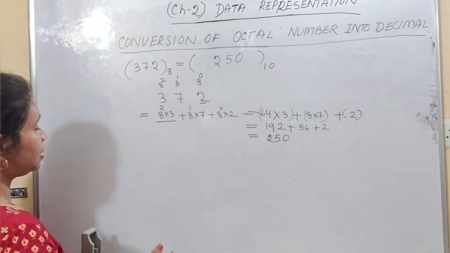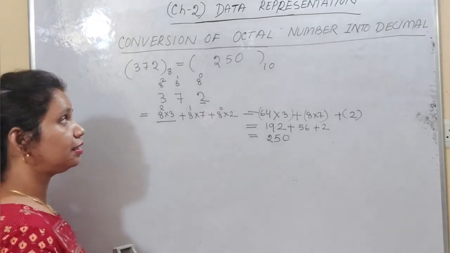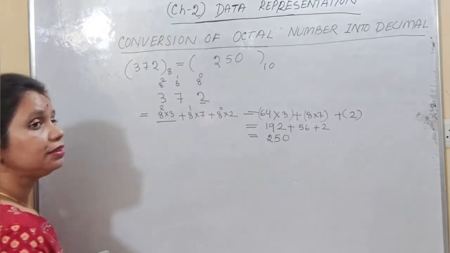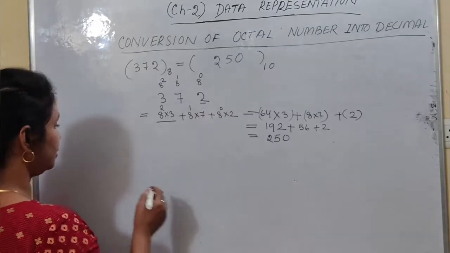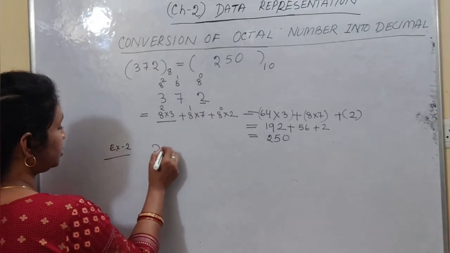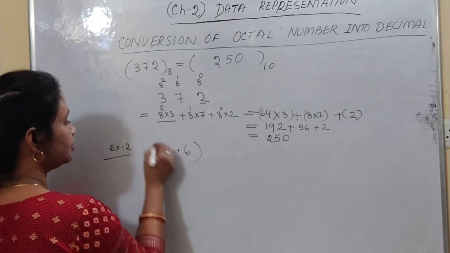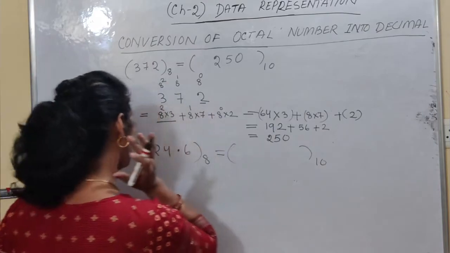Now next is how can you convert any octal number, but if that octal number is in fractional form, then what will you do, or how will you convert the same? Right, students? So let us discuss another example. Example 2. Suppose you have 24.6 and this one is an octal number. Now you have to convert it into its equivalent decimal number.